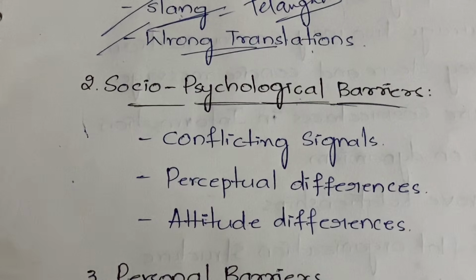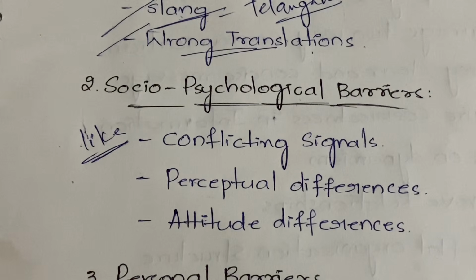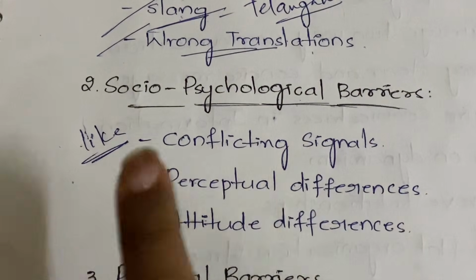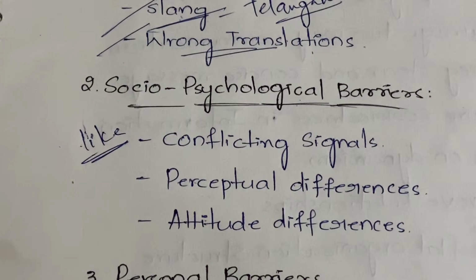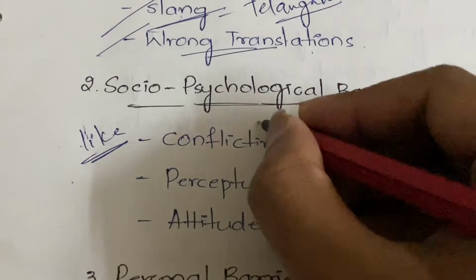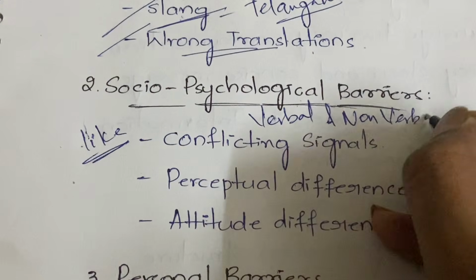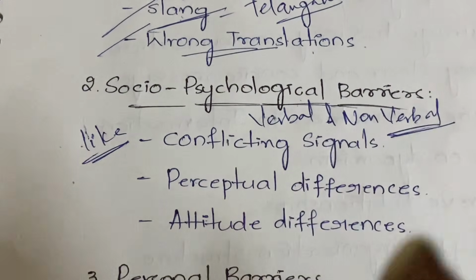For example, you say, "I like chocolate." You're liking it, but you're shaking your head horizontally. That is like you don't like it. If you like it, you have to nod vertically, right? Instead, you're shaking your head like this, which means you don't like it. What you're speaking is like, but what your signals are showing is dislike. That is, your verbal and non-verbal actions are not matching with each other. In that case, this conflicting signals problem will arise. Got it?